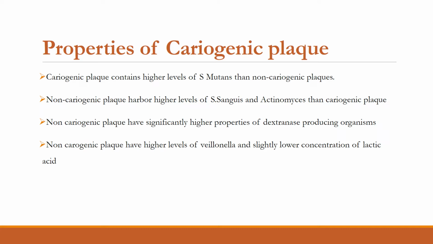Properties of cariogenic plaque continued. Cariogenic plaque contains higher levels of Streptococcus mutans than non-cariogenic plaque. Non-cariogenic plaque harbors higher levels of Streptococcus sanguis and Actinomyces than cariogenic plaque. Non-cariogenic plaque has significantly higher proportions of dextranase-producing organisms. Non-cariogenic plaque has higher levels of Veillonella and a slightly lower concentration of lactic acid. So these are the characteristics of plaque.